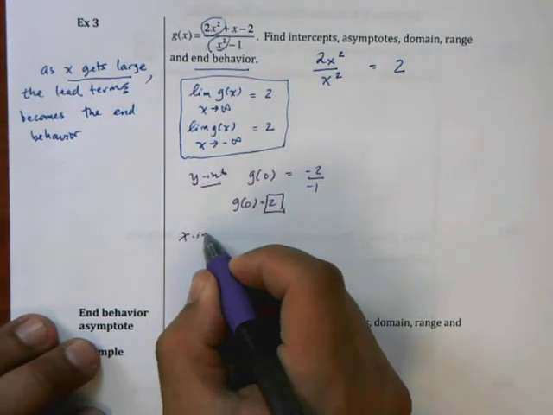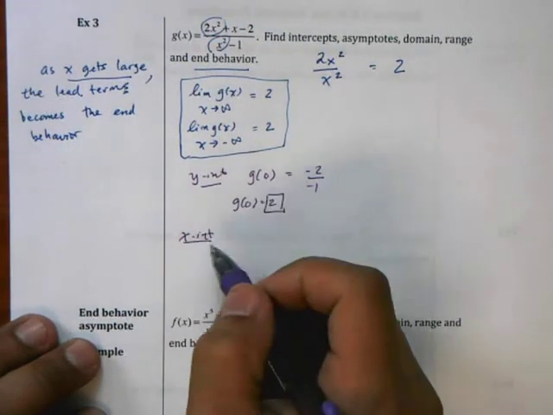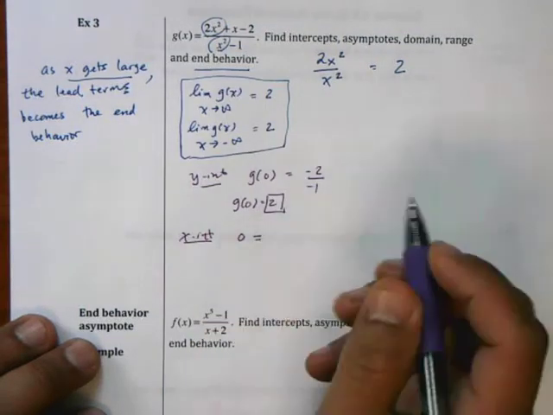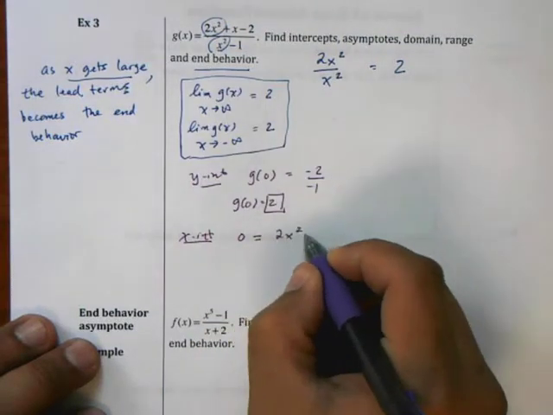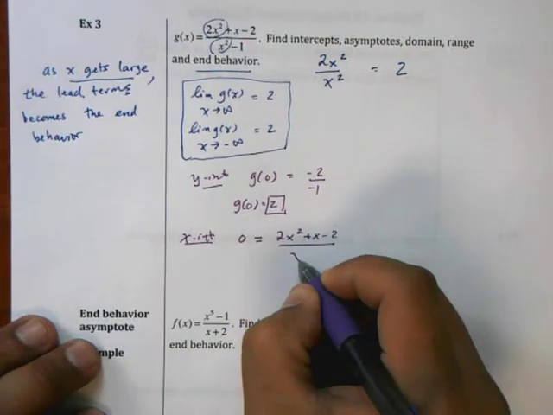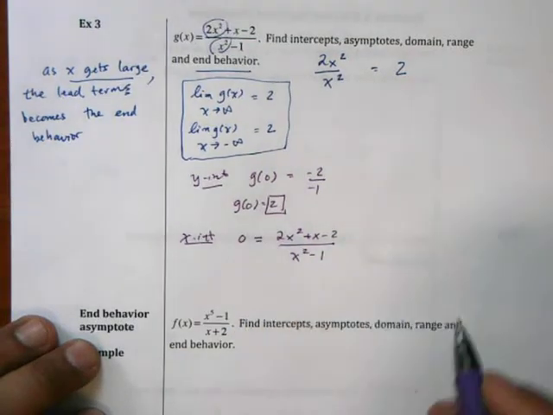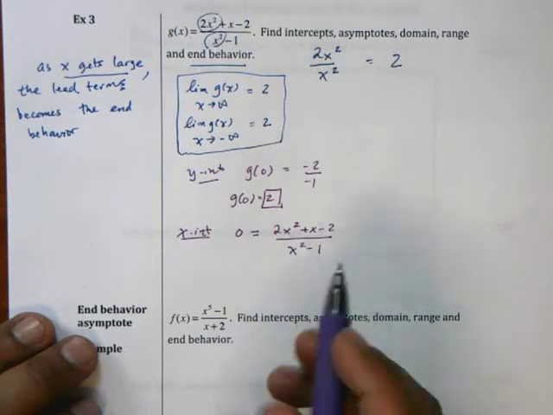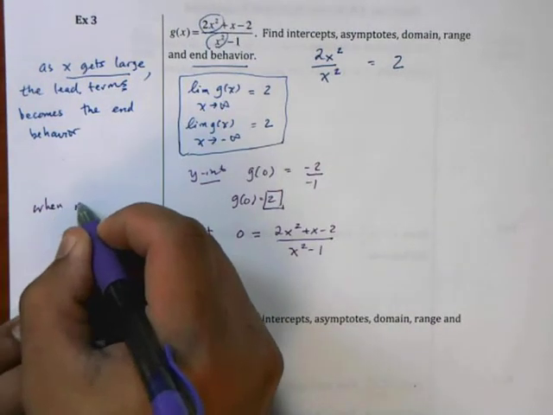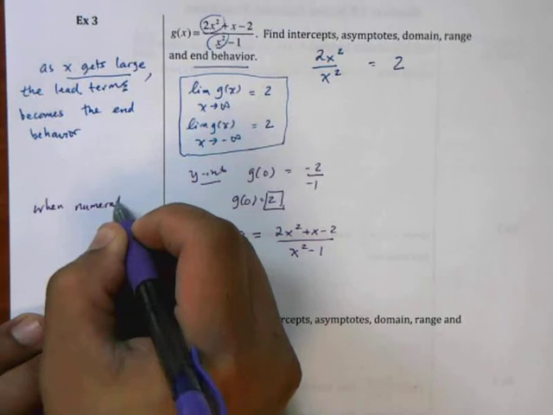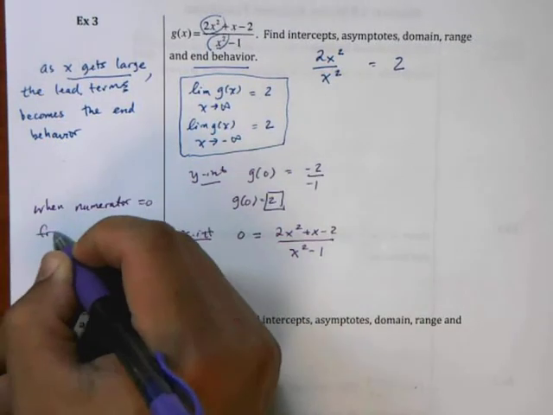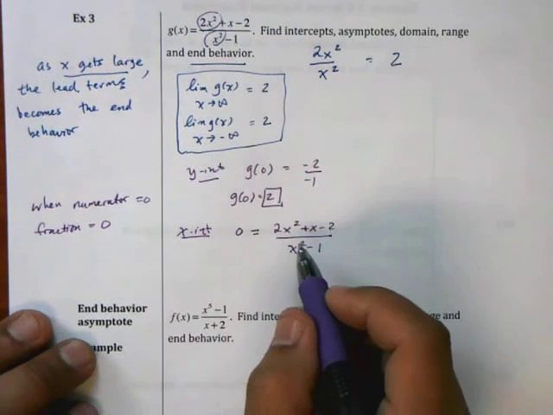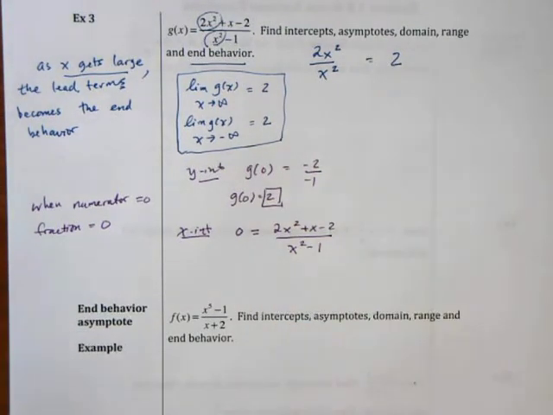Now the x-intercepts, well, by definition, the x-intercepts occur when y equals 0. So we set g of x equal to 0 and solve for x. But the nice thing about this is that whenever the numerator is 0, the entire fraction is going to be 0. The fraction equals 0. So we really just have to worry about the numerator. So I'm going to do a note here on the side.